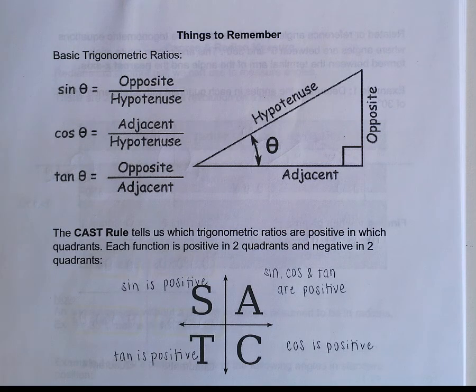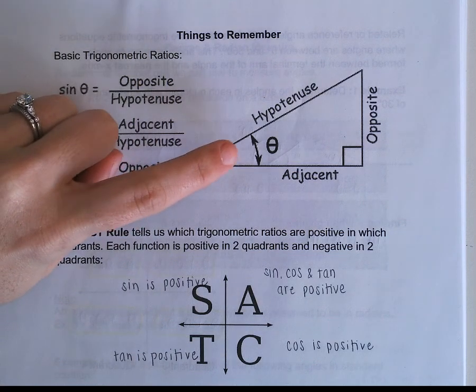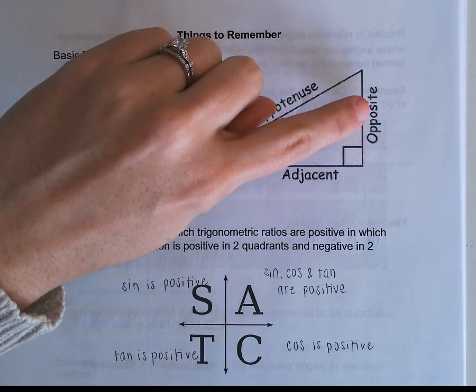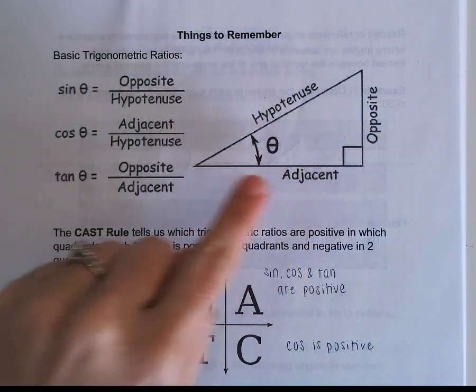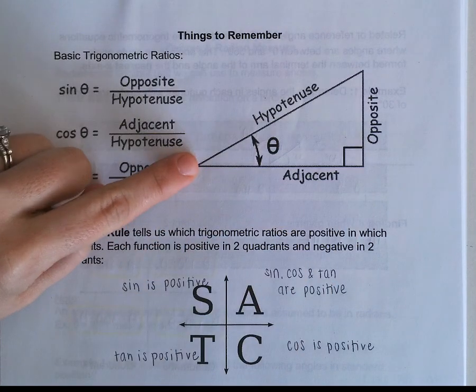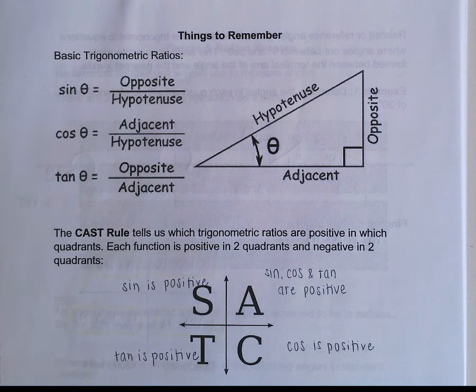Remember that sine of an angle is equal to the opposite side divided by the hypotenuse. Cos is adjacent over hypotenuse, and tan is opposite over adjacent. Remember that we label the sides based on their relationship to the angle. If this is the angle we're working with, theta, then our opposite is across from it. Our adjacent is the side that makes up one side of the angle, and the hypotenuse is always the longest side, or the side across from the right angle.